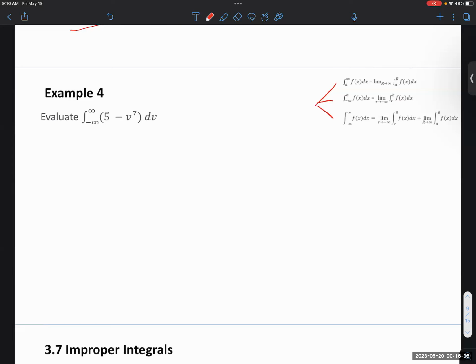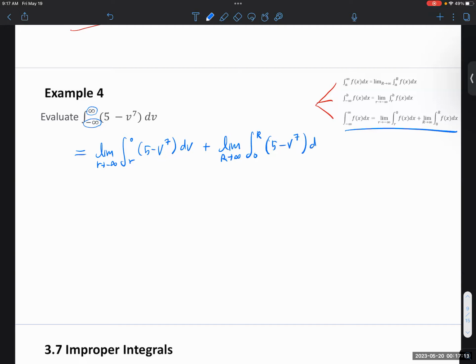Okay, one last question here. I have the same thing from negative infinity to positive infinity. So we can write it as the same as, right? Negative infinity, so this is the third case. This means limit r approaches negative infinity from r to 0 of the function b to the 7 dv, plus limit r to positive infinity from 0 to r of the function 5 minus b to the 7 dv. We want to know whether it is divergence or convergence.